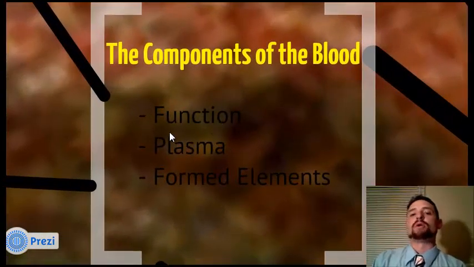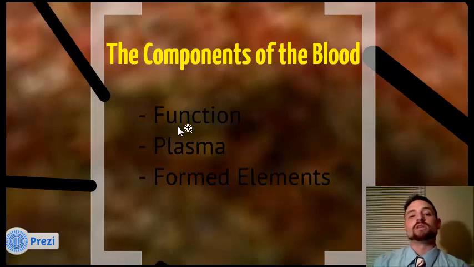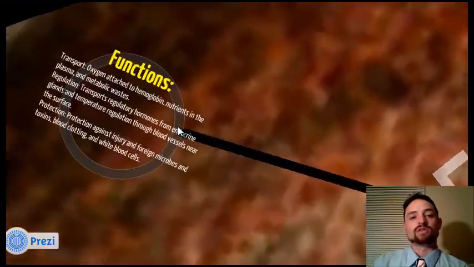Final one is looking at the components of the blood. First is what are the functions, then the 2 main types of blood, plasma and formed elements. So let's go ahead and look at that.